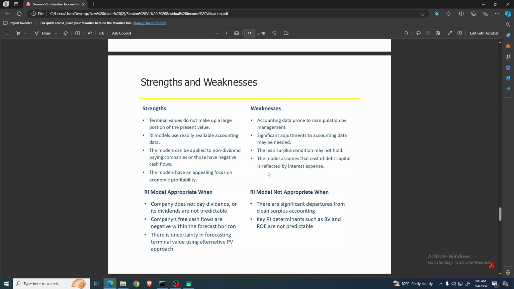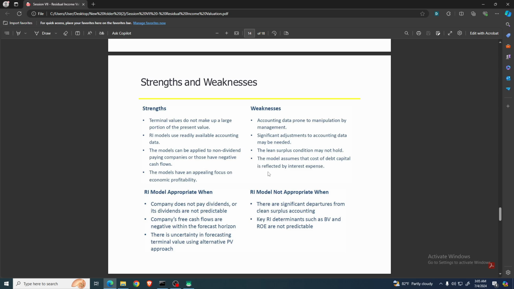So we have an approach to determine when to use the residual income model and when it shouldn't be used. When should it be used? When a company does not pay dividends, the residual income model is quite suitable. It is suitable for companies that do not pay dividends or whose dividend payments are not predictable. The rationale is that the model does not rely on dividend payments for valuation, making it useful for companies that reinvest earnings or have irregular dividend policies.